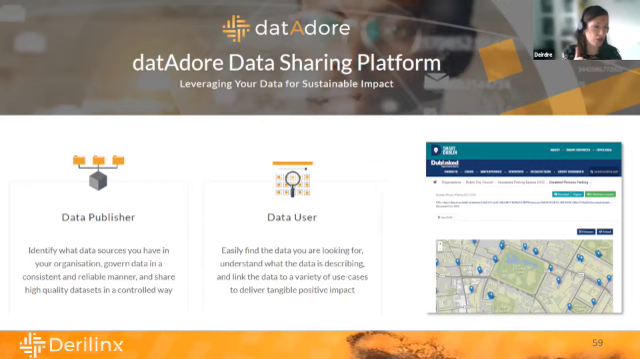So as a data publisher, you can identify what data sources you have in your organization, govern data in a consistent and reliable manner, and share them in a controlled way. That could be as open data, or it could be as shared data internally to particular groups or particular individuals. That's all controllable within DataDrawer. And as a data user then, either a general user or an internal user, you can easily find the data that you're looking for. You can understand it because of the metadata that is there, and you can download it and use it as well.